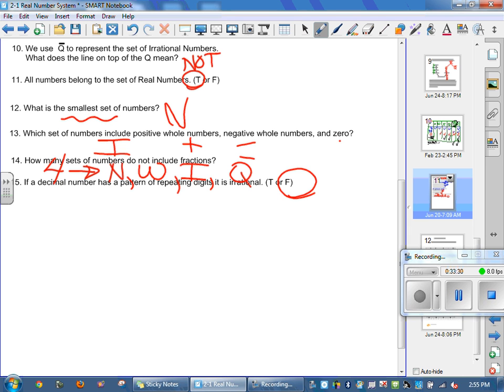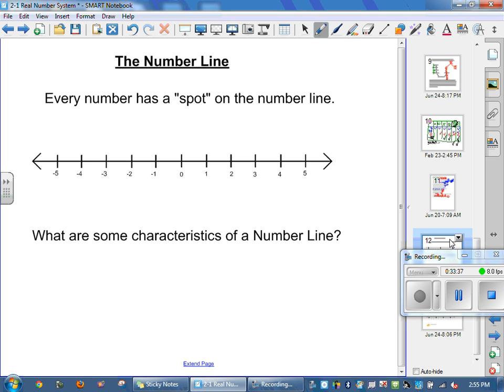Every number has a spot on the number line except irrational numbers. How come? Because they're run-on decimals, and run-on decimals can't be put into a fraction. They're rounded decimals. What are a couple of characteristics of the number line? We have 0 in the middle. We have the negative numbers on the left, positive numbers on the right.